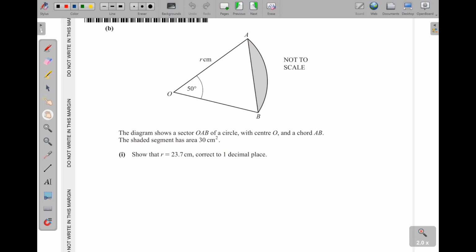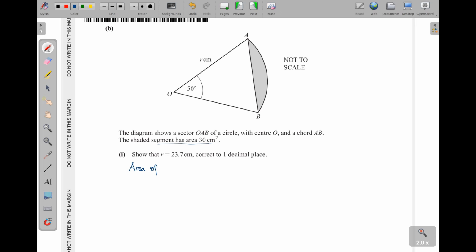Then part B, the diagram shows a sector OAB of a circle with center O and a chord AB. The shaded segment has area 30 centimeters square. Show that R is equal to 23.7 centimeters, correct to 1 decimal place. Remember, this is our end result. We are given the area of the shaded region. So how do we get area of that shaded region, the segment?